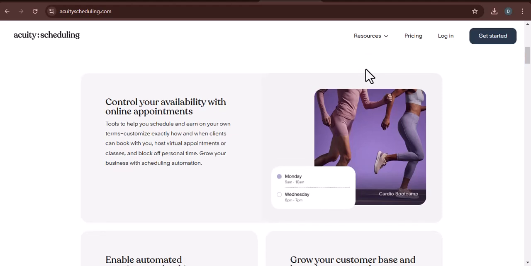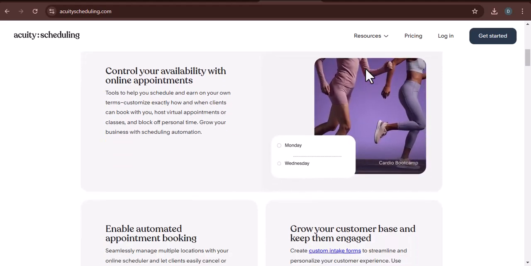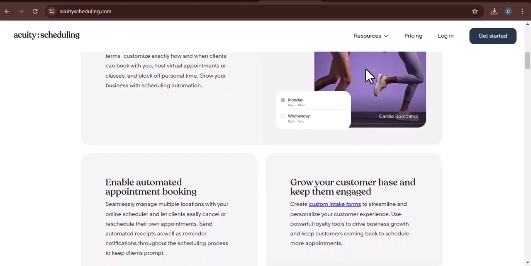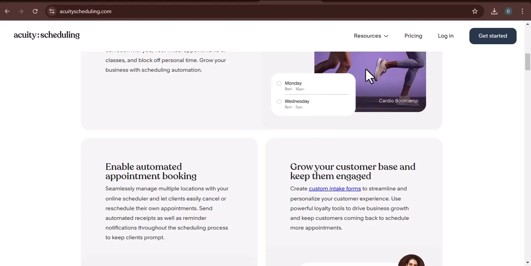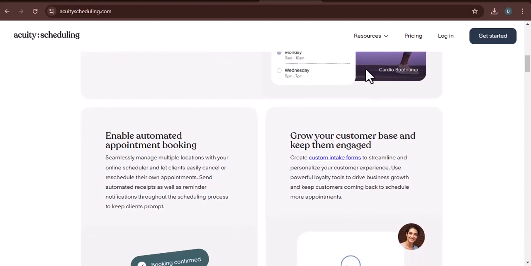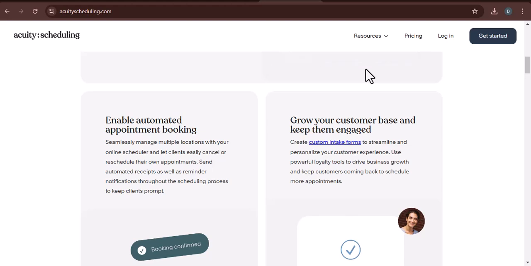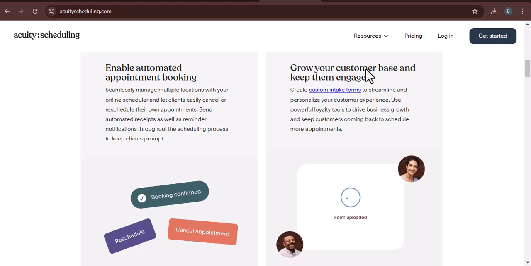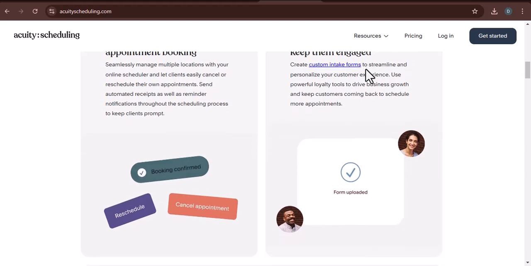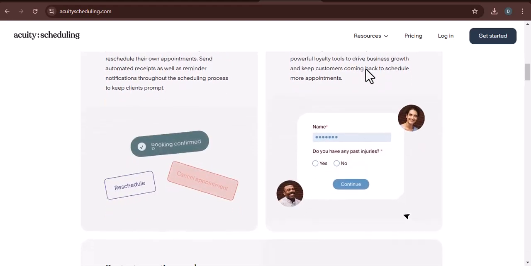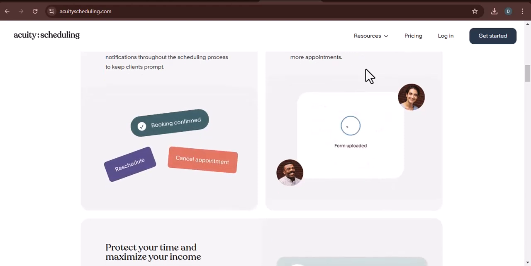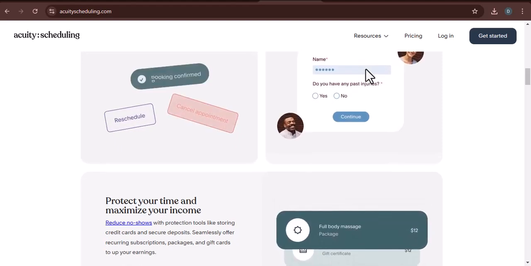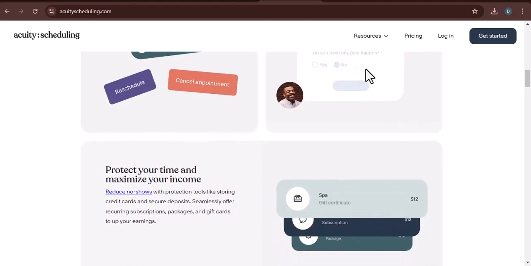Let's address some common concerns. Some users have reported occasional glitches or delays in payment processing. While these issues are rare, they can be frustrating. It's essential to monitor your transactions and contact PayPal or Acuity support if you encounter any problems. Another concern is the complexity of setting up the integration. While Acuity provides clear instructions, some users may find the process daunting, especially if they're not tech-savvy. However, Acuity's support team is available to assist with any questions or issues.